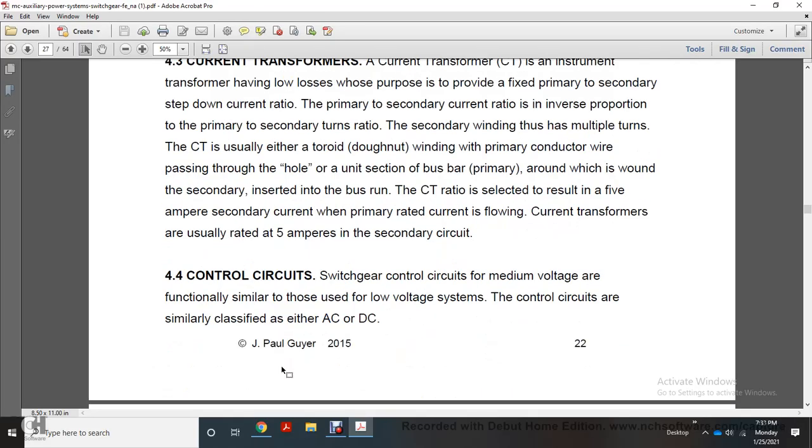Control circuit: switchgear control circuits with medium voltage are functionally similar to those used in low voltage systems. The controls are similarly classified as either AC or DC.